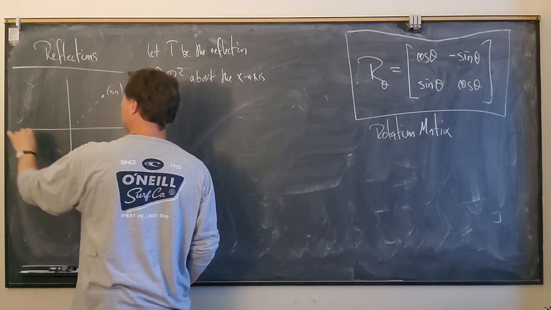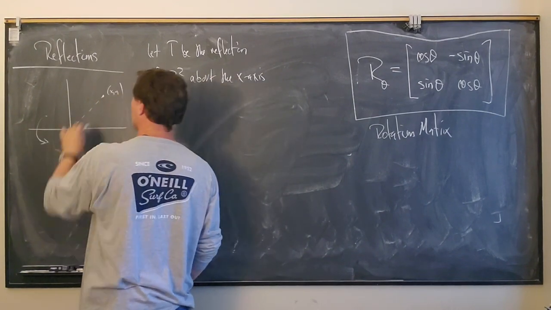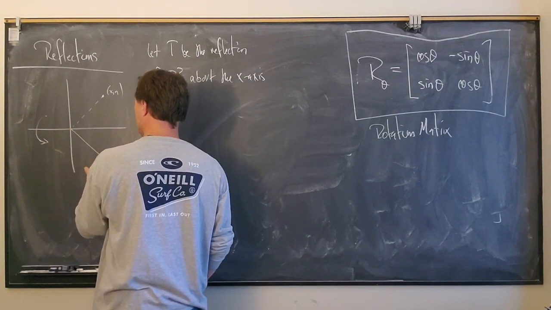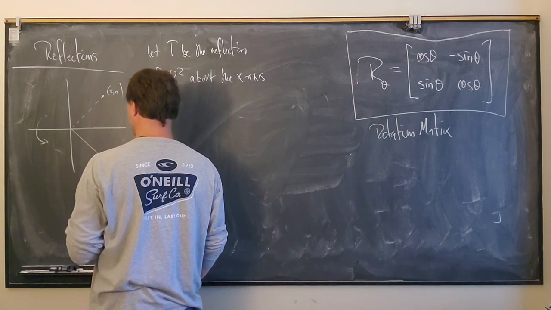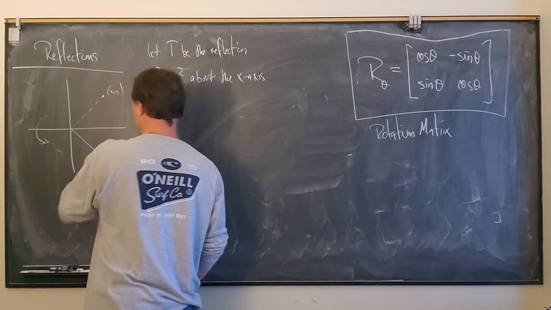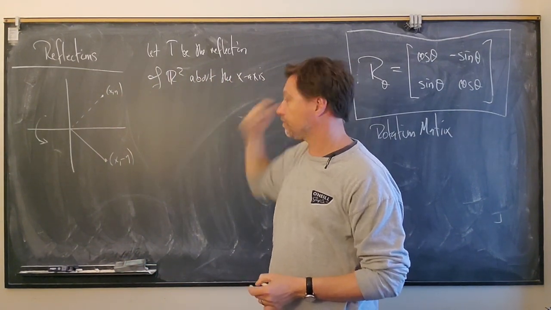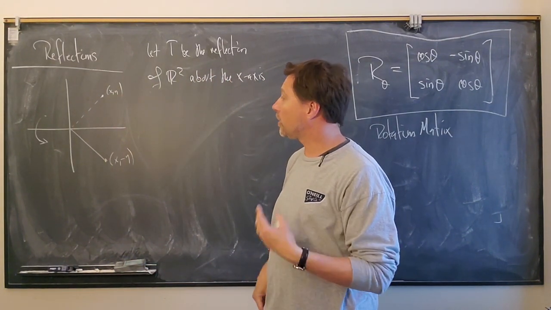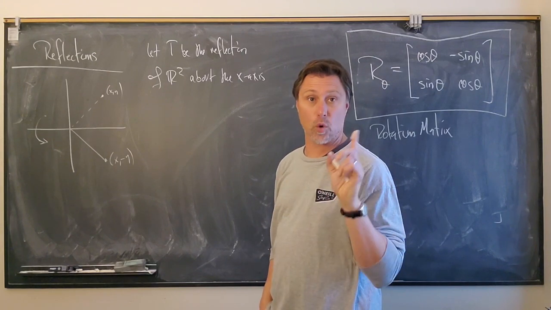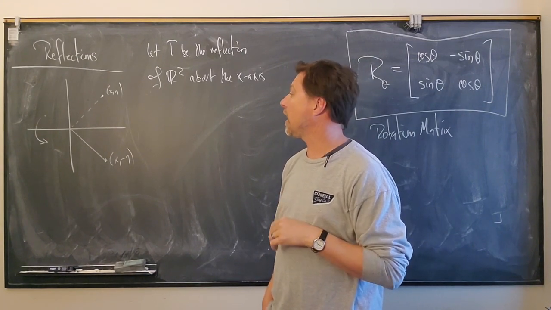Well, if you reflect about the x-axis, it gets taken to the point x comma minus y. The x coordinate will stay the same, but the y coordinate will get negated. Now, what we want to do is find the standard matrix corresponding to this transformation. And how do we do that?